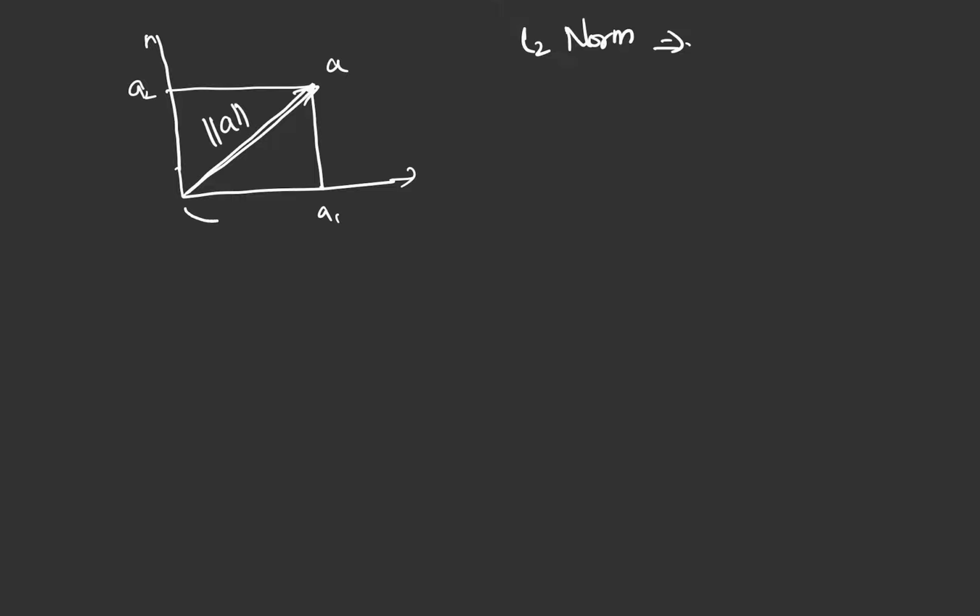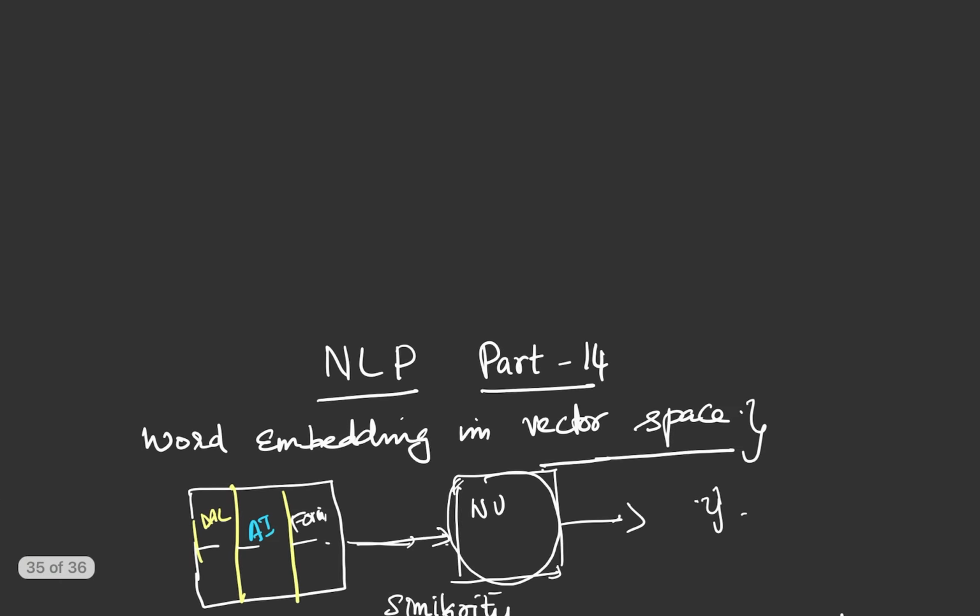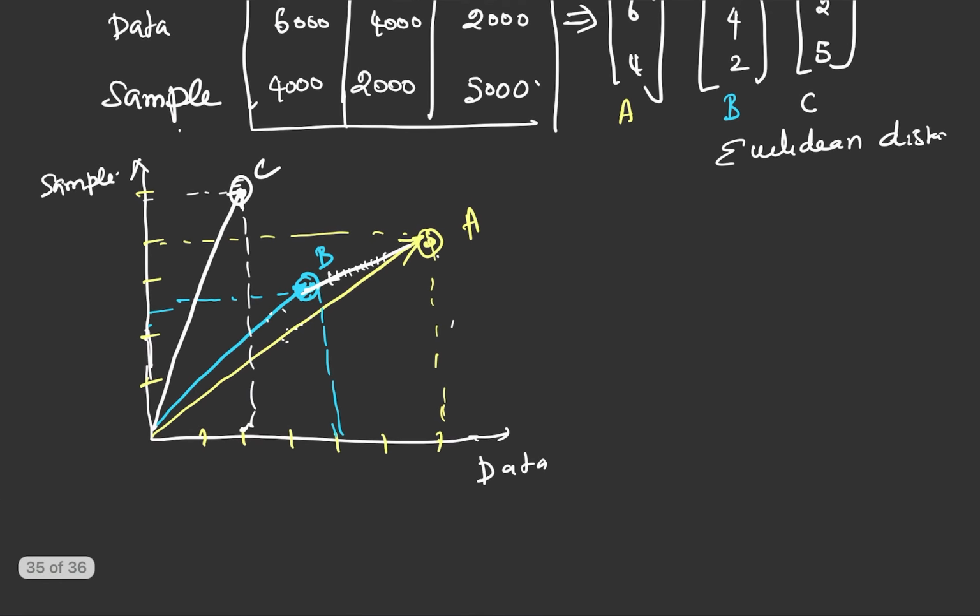This distance on the x axis is A1 and on the y axis is A2. Then the L2 norm is equal to the square root of A1 squared plus A2 squared. So using this same principle, we can calculate the distance between A and B.